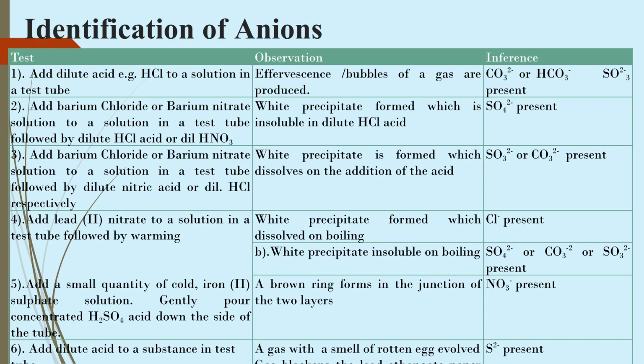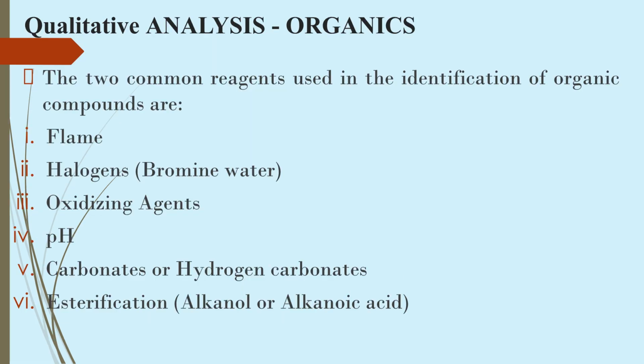Anion identification involves various tests. For example, adding dilute acid and observing effervescence suggests CO3 2- or HCO3-. Other tests include using barium chloride, barium nitrate, or lead(II) nitrate solutions. For organic qualitative analysis, the common identification reagents are flame tests, halogens like bromine water, oxidizing agents, pH, carbonates or hydrogen carbonates, and esterification, which involves alkanol or alkanoic acid.